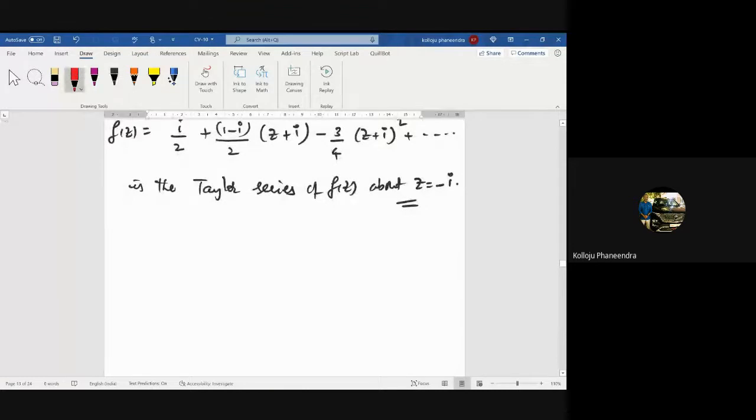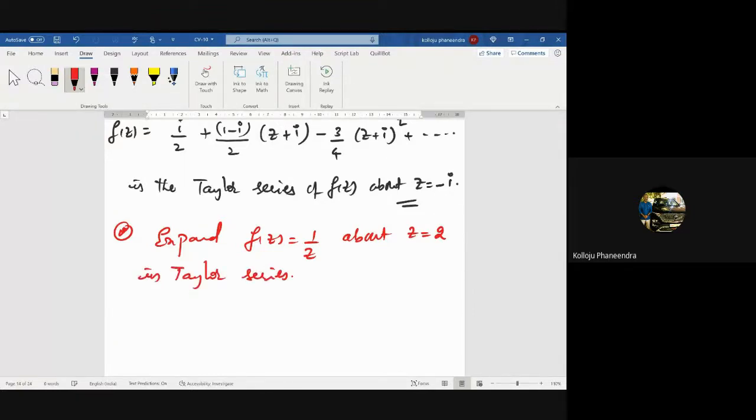Expand f of z equal to 1 by z about z equal to 2 in Taylor series. Obtain the radius of convergence.